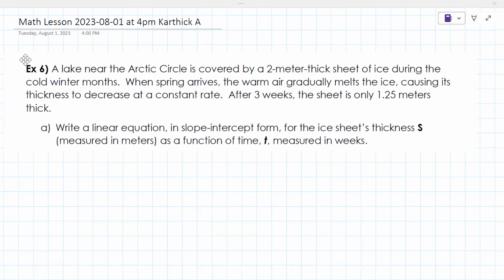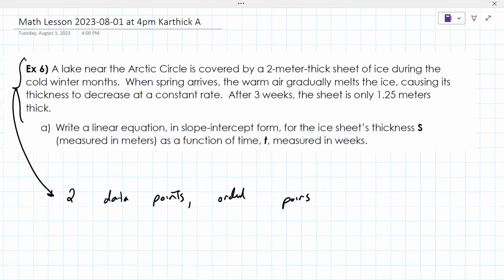So the prompt here, this part, there are two data points, or two ordered pairs, that you can get from this. Could you attempt to identify either of those for me?